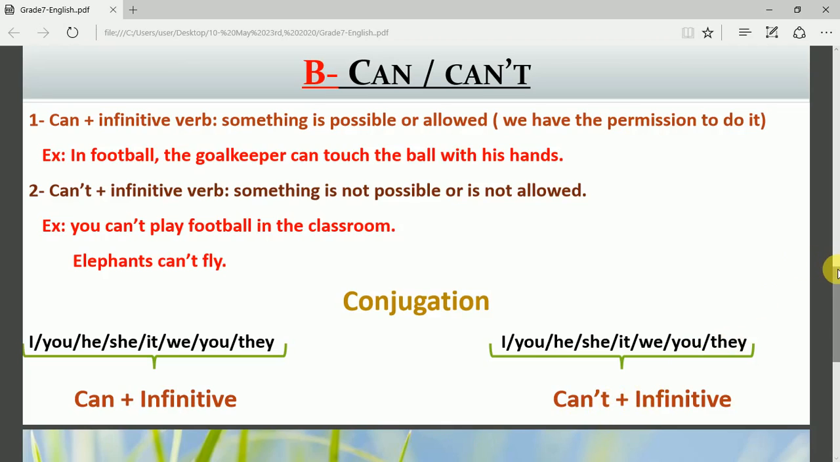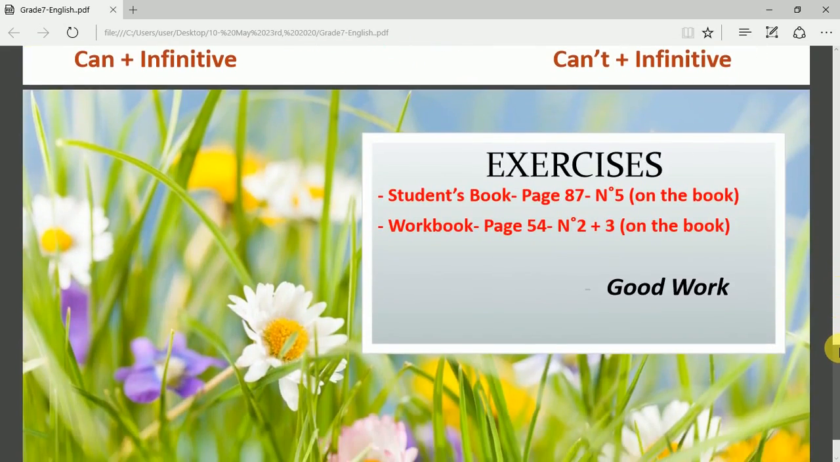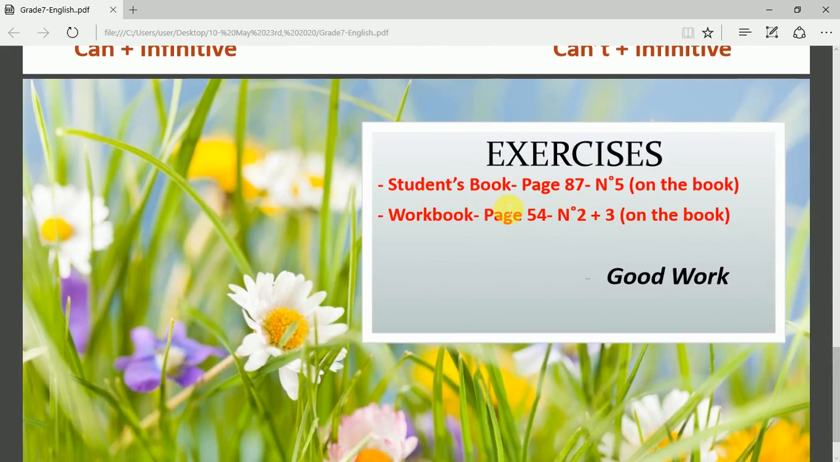Now repeat the lesson many times, students, until you understand it very well. And when you finish, here are some exercises to do. Students' book, page 87, number 5. You do this exercise on the book. Workbook, page 54, number 2 and number 3, also on the book. Good work.